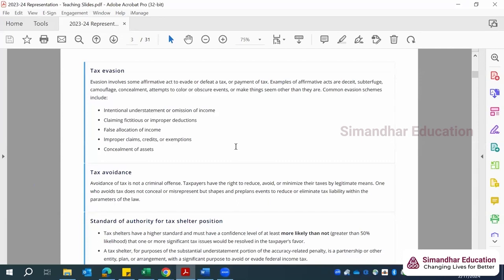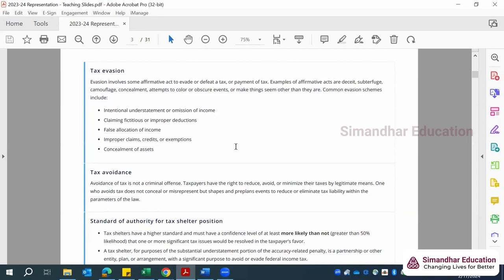So those are a few examples of tax avoidance. That means you are shaping your transactions in a way where you can pay less taxes. Avoidance is not a criminal offense, but again, there are certain tax avoidance transactions which the IRS may believe can lead to tax evasion. So there is a disclosure requirement for that as well. We'll learn about the listed transaction and the reportable transaction eventually. I'll explain what is a listed transaction and what is a reportable transaction as well.